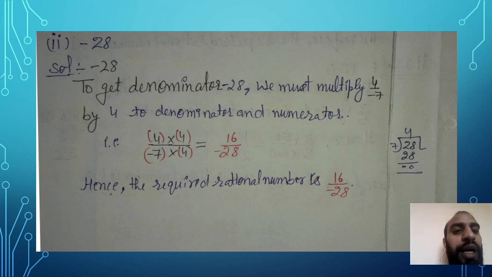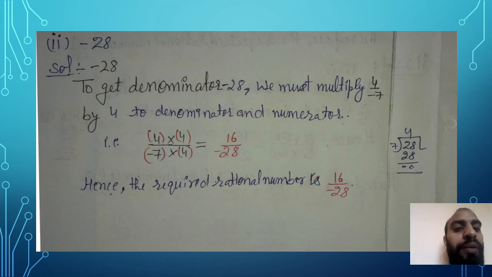Then how to write? To get denominator minus 28 we must multiply 4 upon minus 7 by 4. This time you might be thinking, why am I taking 4, why not minus 4? So my dear students, in the denominator it is minus 7. If we need the number in negative, that means I need to multiply 7 by positive 4. That's why I have selected 4 for the denominator as well as the numerator.